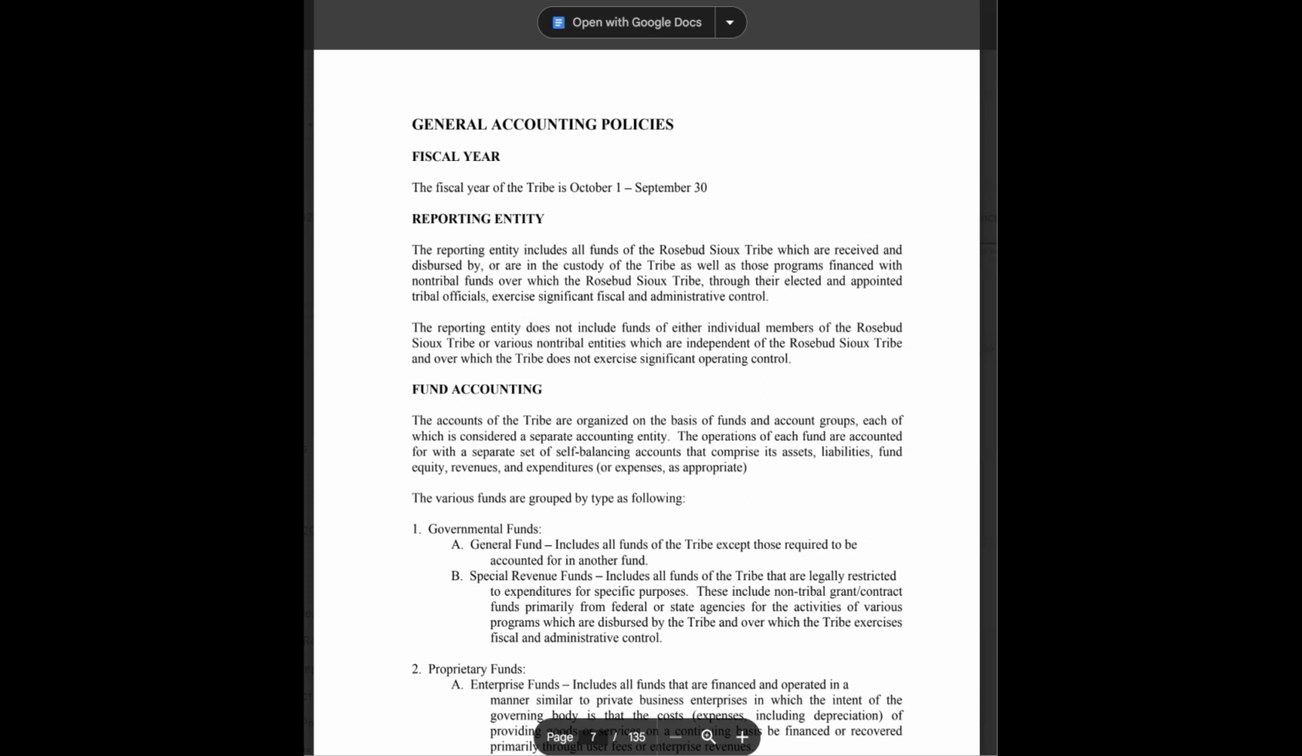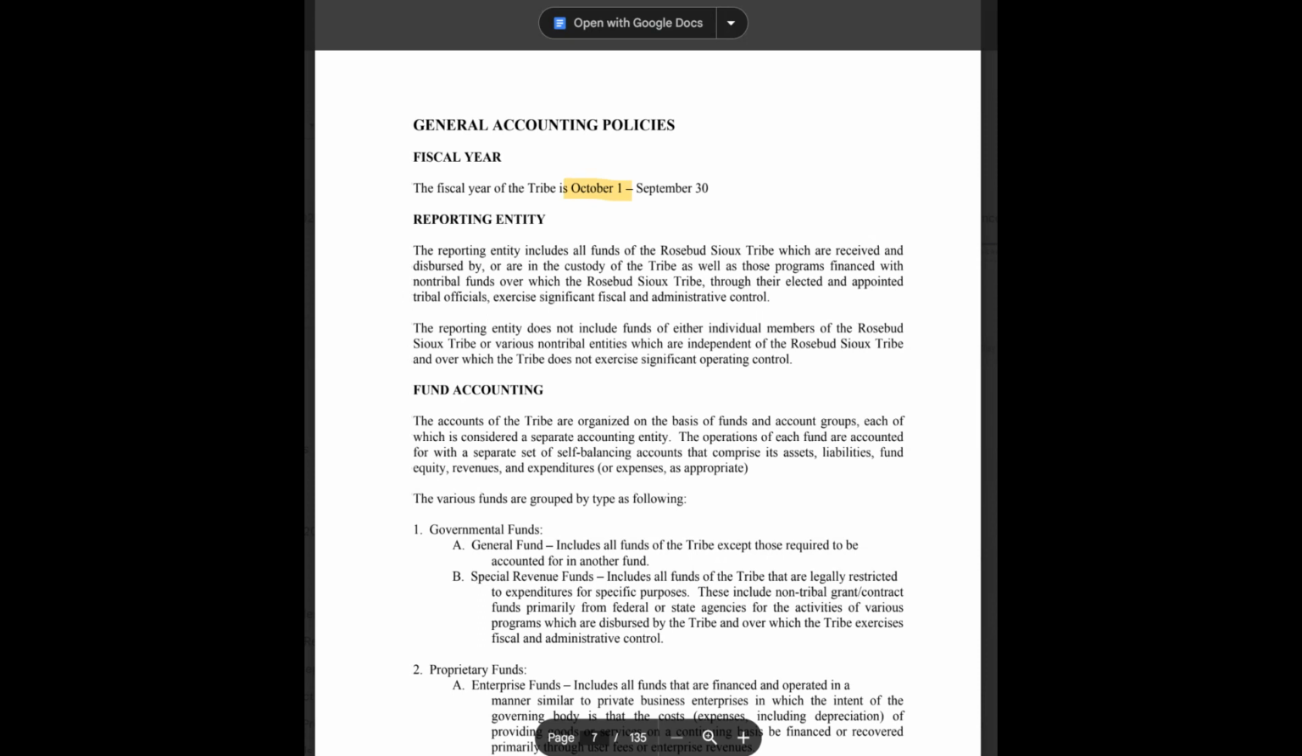For these instances, the tribe recognizes that its fiscal year begins October 1st and ends September 30th. While there may be other funds that operate outside of these years, for the purposes of audits and financial reporting, the tribe's fiscal year is October 1st to September 30th.